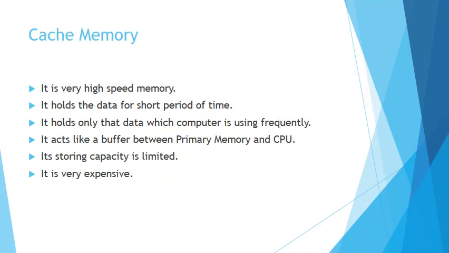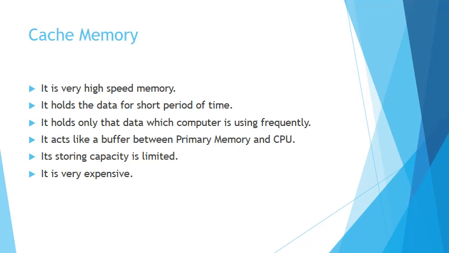The last one is cache memory. Cache memory is very high speed memory. It stores data for a very short time, like data that we are using frequently, that a computer needs at a very fast time, and that we store in cache memory.